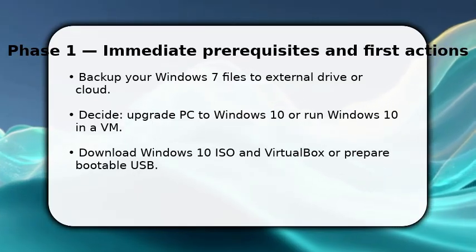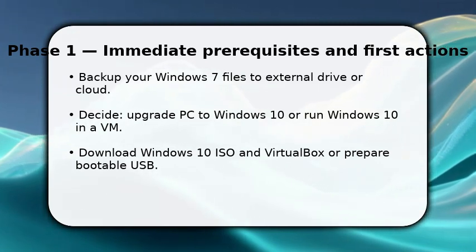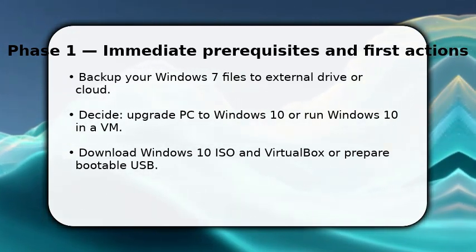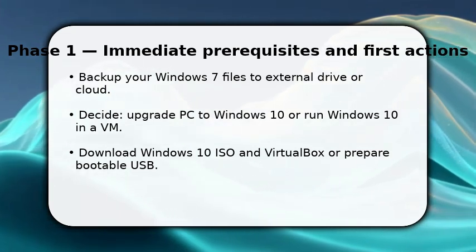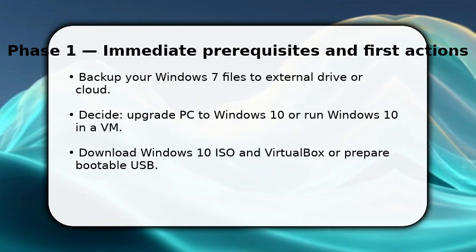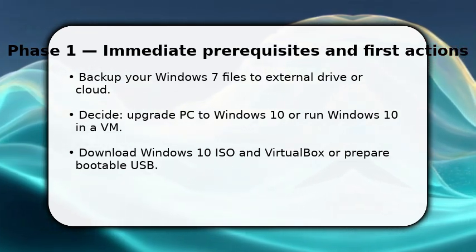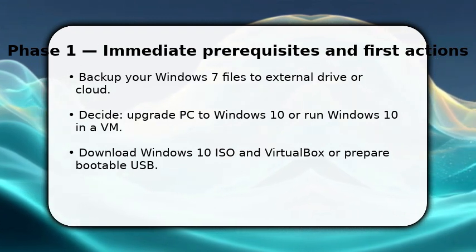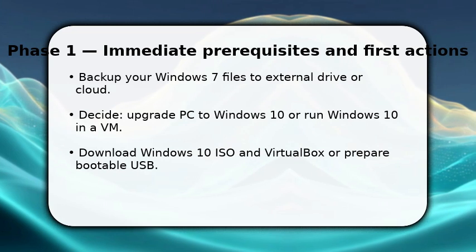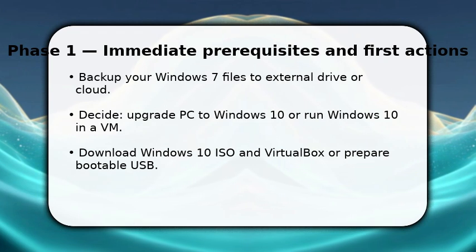You start by protecting your data. Backup now. Once done, decide the only reliable path. Either upgrade your machine to Windows 10 or run Windows 10 inside a virtual machine on Windows 7. Make sure your PC supports virtualization and has at least 8 GB free. Download the Windows 10 ISO from Microsoft and install VirtualBox, or create a bootable USB for an in-place upgrade. This choice determines the next concrete steps.